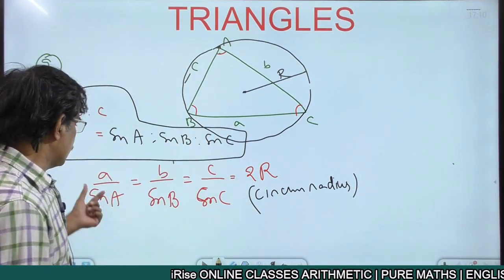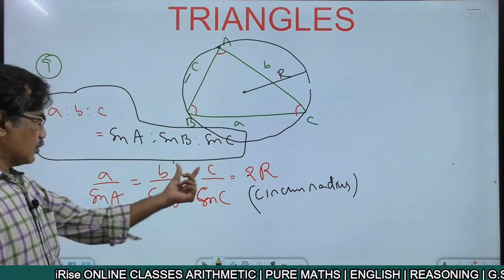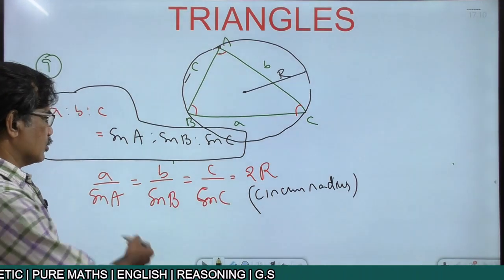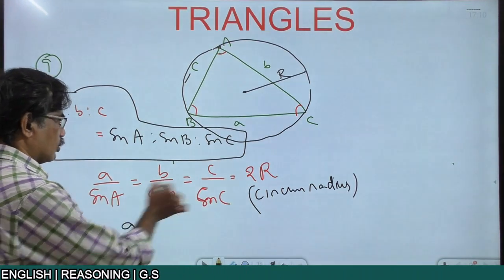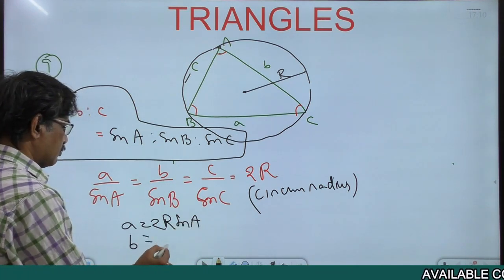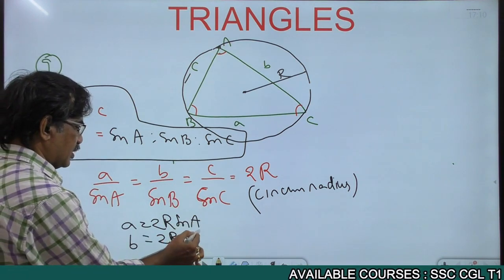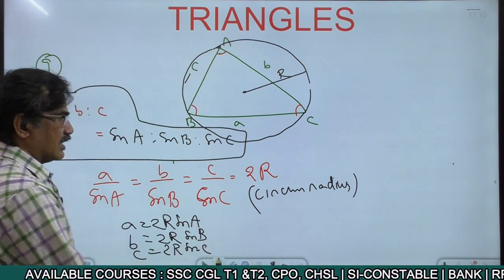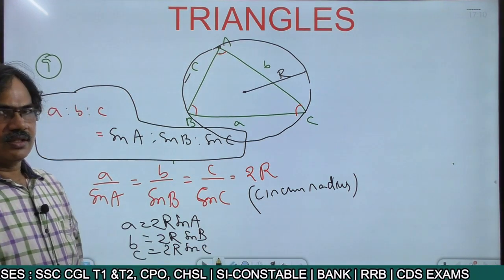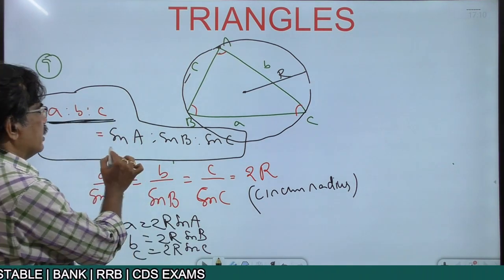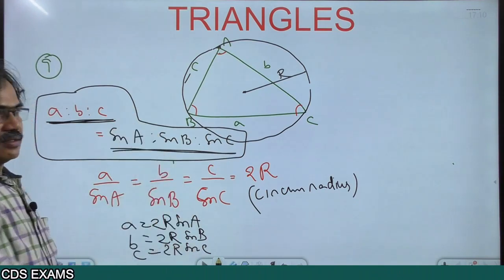A by sin A is equal to B by sin B is equal to C by sin C is equal to 2 capital R. So from this, what is A? A is equal to, cross multiply, you get 2R sin A. B is equal to 2R sin B. And C is equal to 2R sin C. Once again, listen to the property. The ratio of sides is equal to the ratio of sines of angles.